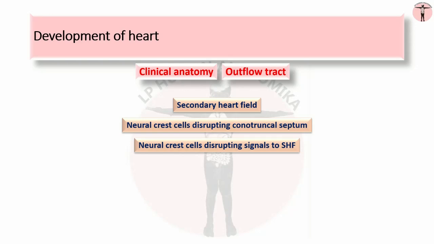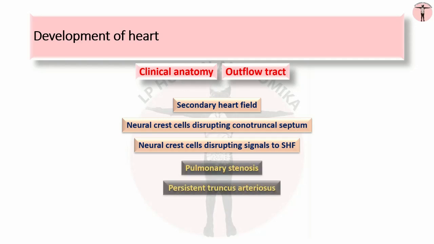Heart defects caused by these mechanisms include pulmonary stenosis, persistent or common truncus arteriosus, and transposition of great vessels. Since neural crest cells also contribute to the craniofacial development, it is not uncommon to see facial and cardiac abnormalities associated in the same individual.